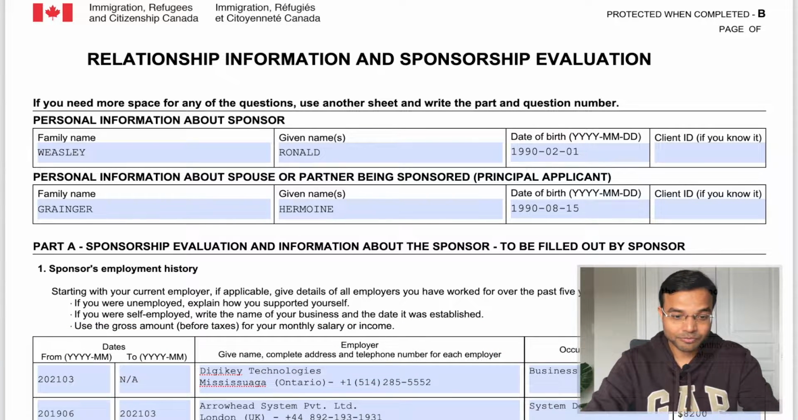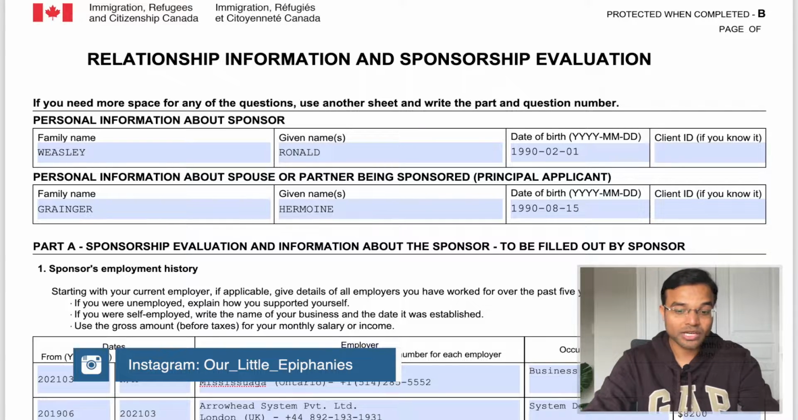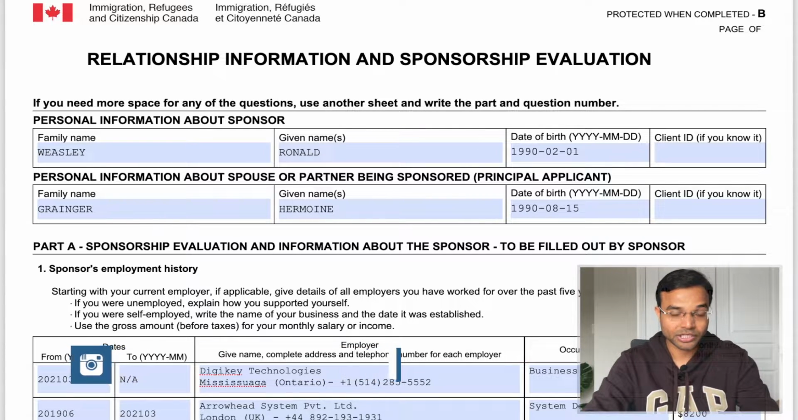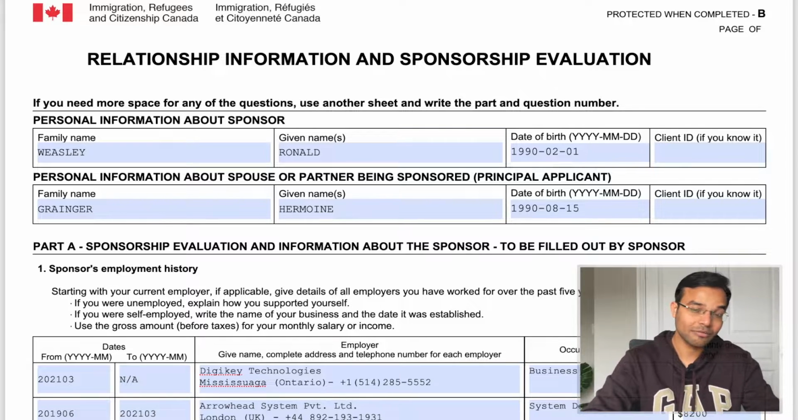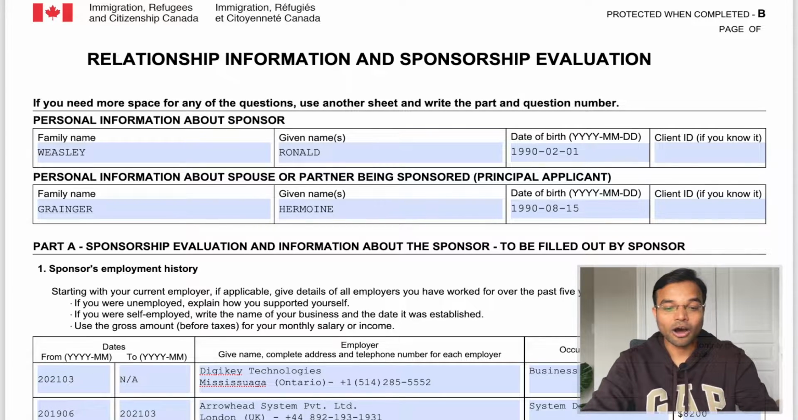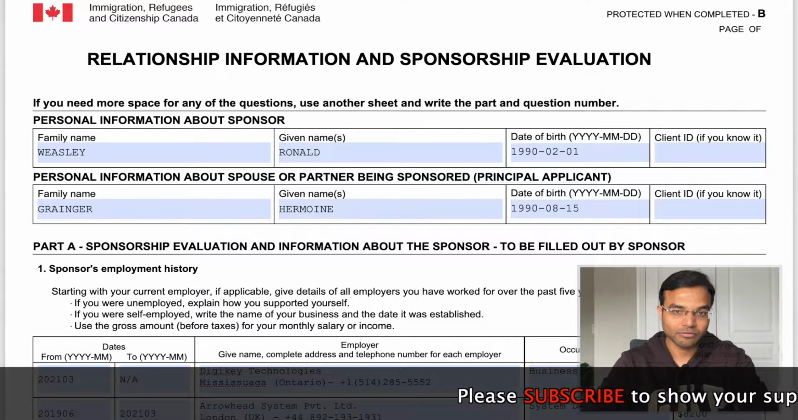The first statement of the form itself is one of the very important and crucial ones. It says, if you need more space for any of the questions, use another sheet and write the part and the question number. This is one of the areas where I have got a lot of questions on my Instagram and also on this YouTube channel, about how we are going to make use of this extra sheet of paper. We'll talk about that as well as we come to that part.